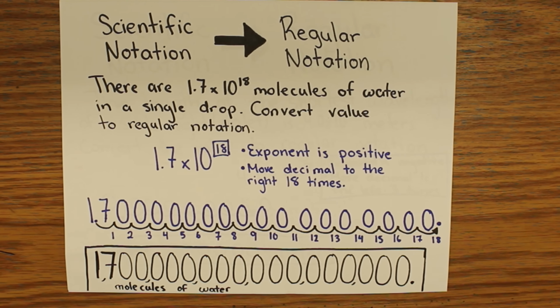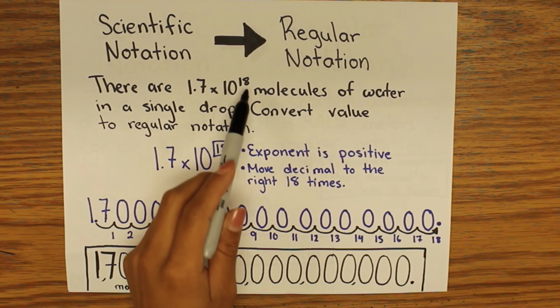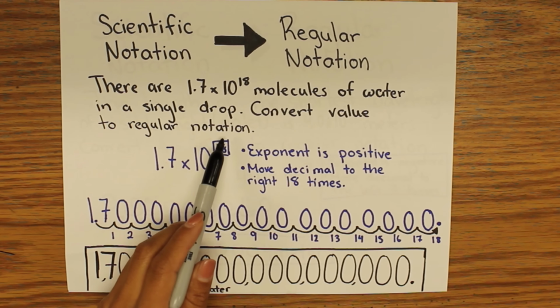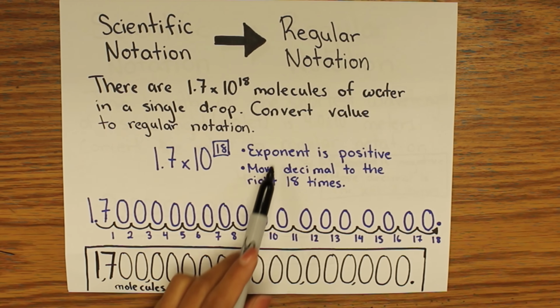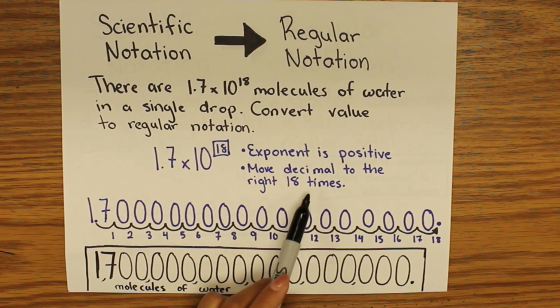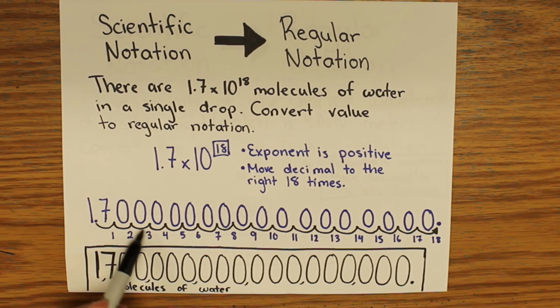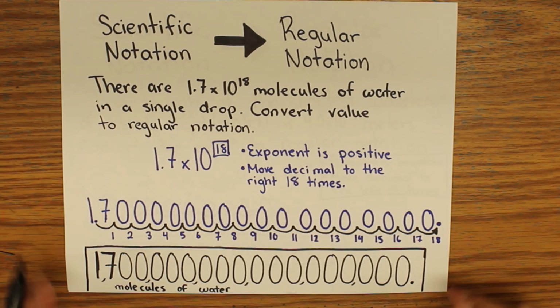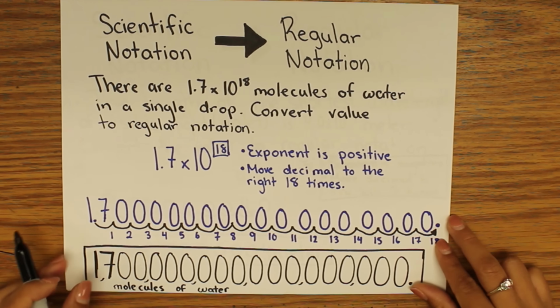Now let's move on to scientific notation to regular notation. There are 1.7 times 10 to the 18 molecules of water in a single drop. Convert the value to regular notation. Let's take a look at our number. The exponent is positive, therefore we're going to move the decimal to the right 18 times. We're going to start over here, and go 18 times to the right, and we're going to add zeros where needed. Therefore, we're going to have this amount of water molecules in a single drop. Very large number. Let's work on the next one.